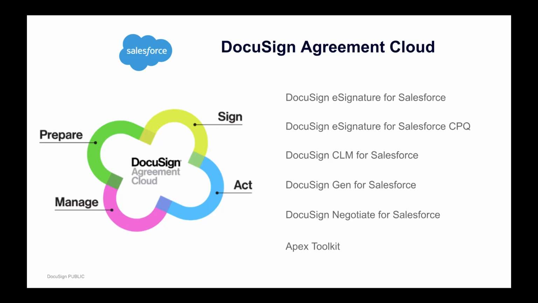DocuSign Apps Launcher, which is our managed package in the AppExchange, allows users to generate and negotiate documents, as well as send them off for signature. This package used to be called DocuSign eSignature for Salesforce Essentials, so don't get confused if you see that name. Henceforth, we will be referring to DocuSign Apps Launcher as DAL. A lot easier, it rolls off the tongue faster.